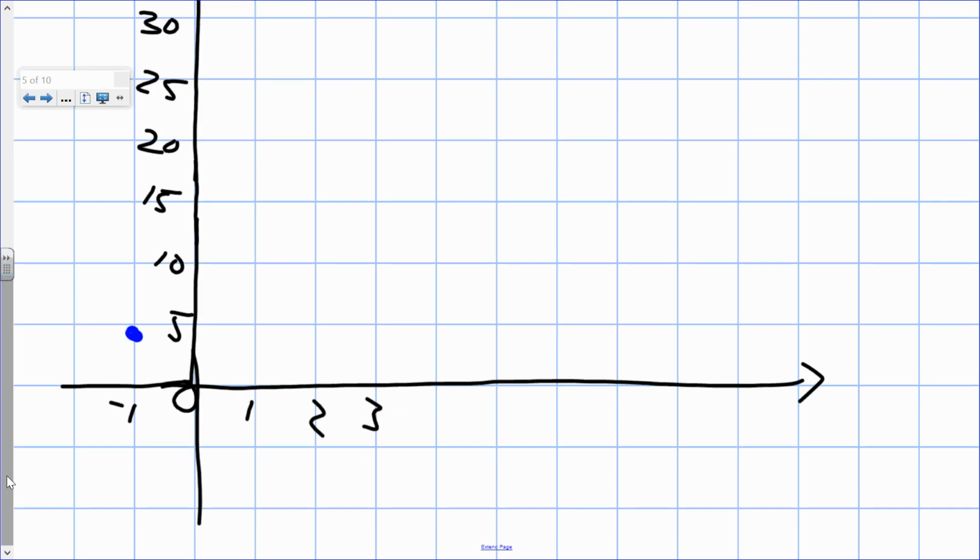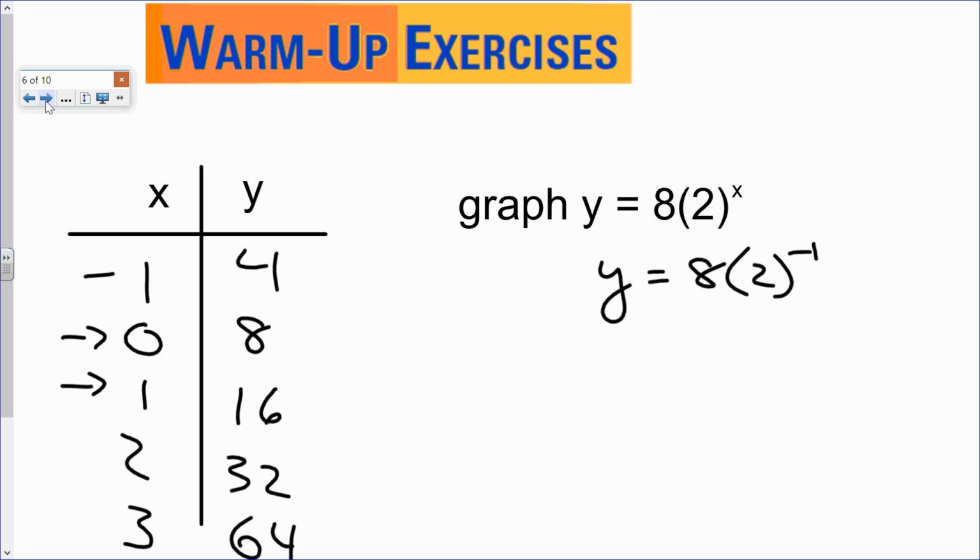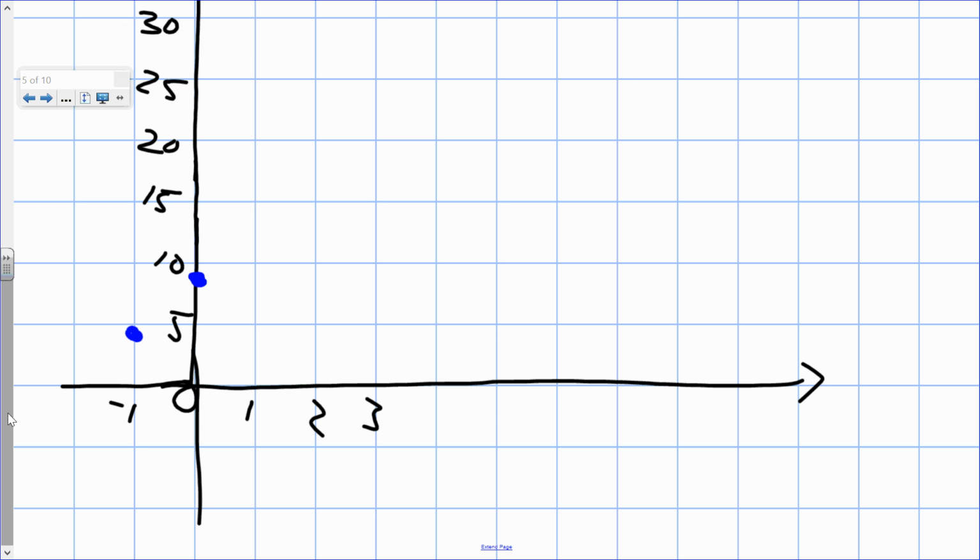0, 8. Here we go. 0, 8 is right below 10. No worries. I forgive you. 1, 16. Right now, I'll put it up right now. Let me just finish this. 1, 16, right above 15. Nice.